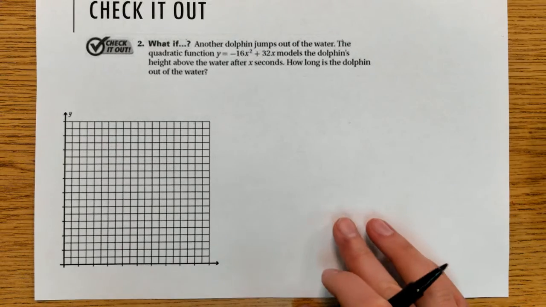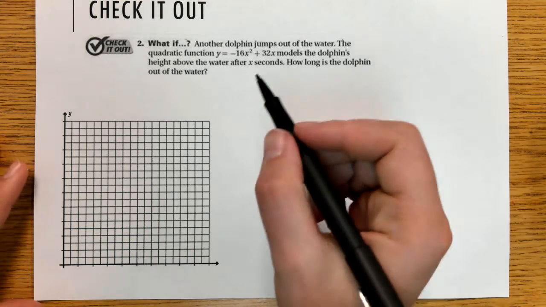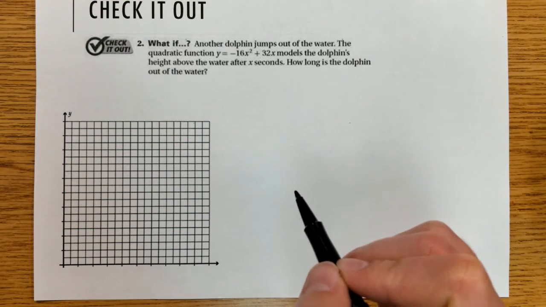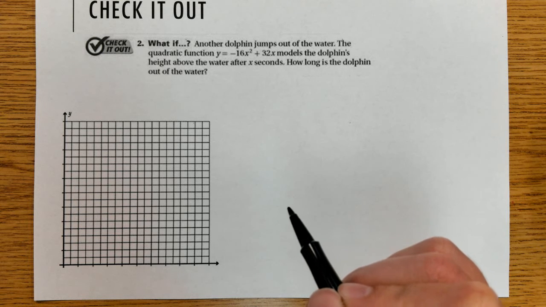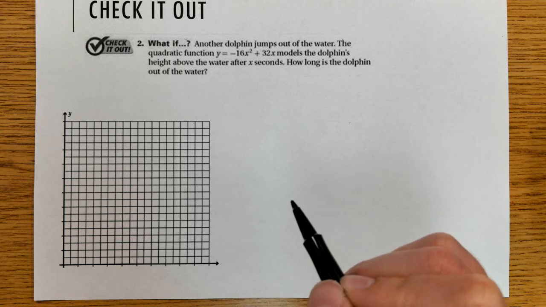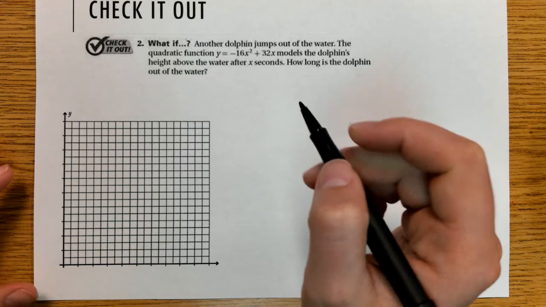So now the check it out problem. It says another dolphin jumps out of the water. The quadratic function is y equals negative 16x squared plus 32x. It models the dolphin's height above the water after x seconds. How long is the dolphin out of the water? So we are going to start by finding the axis of symmetry, the vertex, y-intercept, and another point. Reflect that if we need to, to help us figure out how long it is in the air.